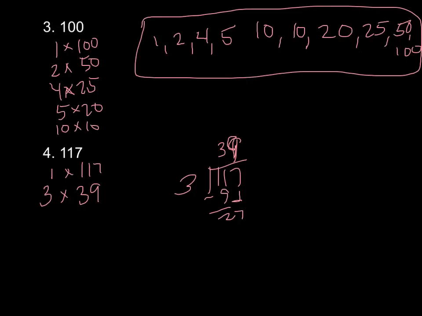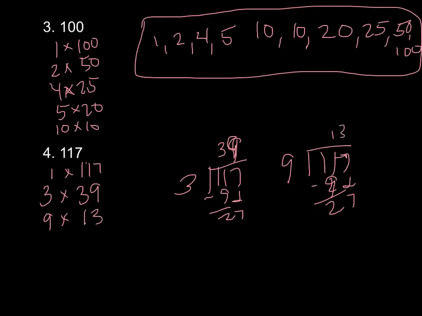6, is it divisible by 2 and 3? Nope. 9, is the sum of all the digits divisible by 9? Well, 1 plus 1 plus 7 is 9. So I know it is divisible by 9. So let's see, 117 divided by 9. 11 minus 9 is 2. So it would be 9 times 13. And 10, nope. So then we just have to order from least to greatest: 1, 3, 9, 13, 39, and 117.